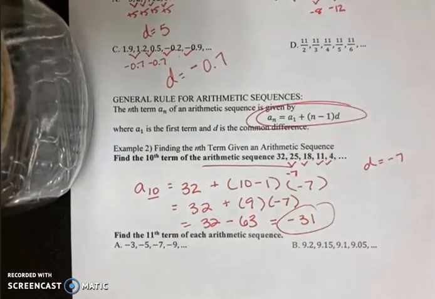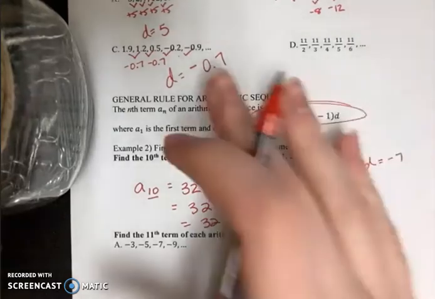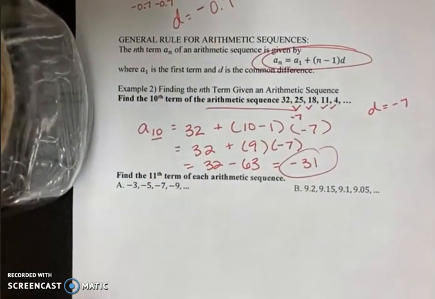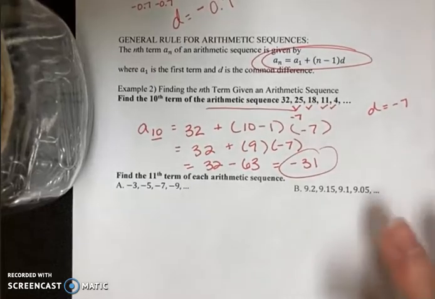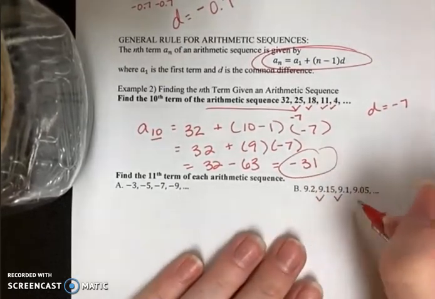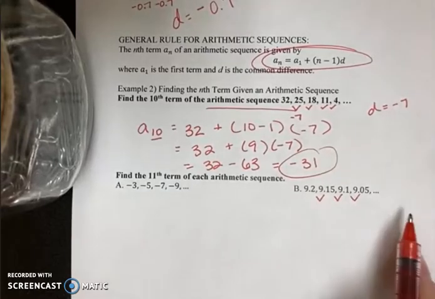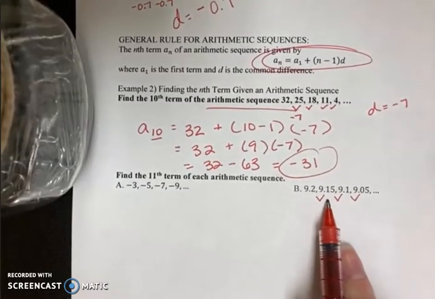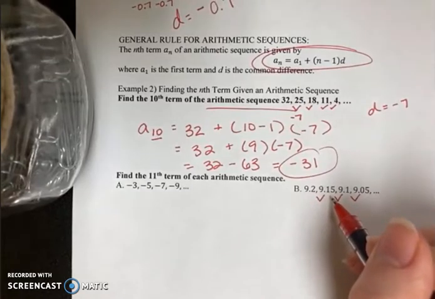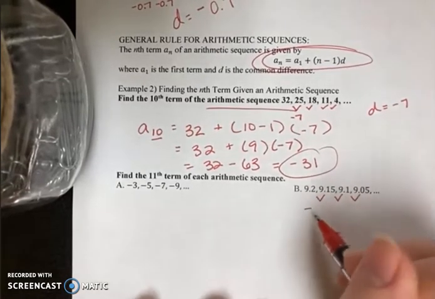All right, for the next one, we're going to find the 11th term instead of the 10th term. It's going to be the same exact process. You just plug it all in. So let's see. I'll do A with you, and I think you'll be good to... Actually, this one's harder. I'll do B with you, and then you'll try A. If I'm trying to see if it's an arithmetic sequence, I need to know how to get from this term to the next. So to go from 9.2 to 9.15, that's a smaller number, so I know I'm subtracting.